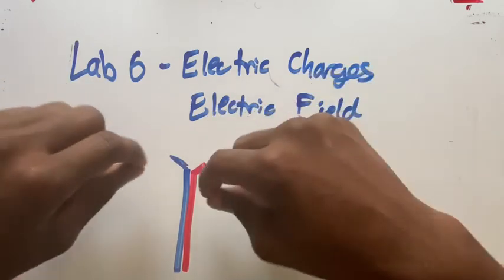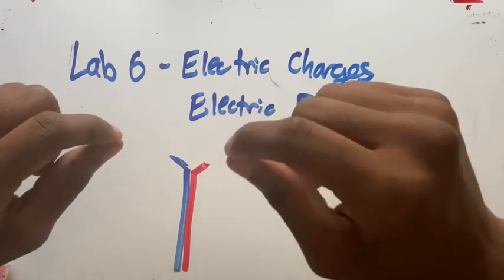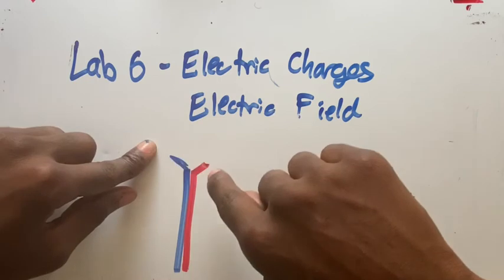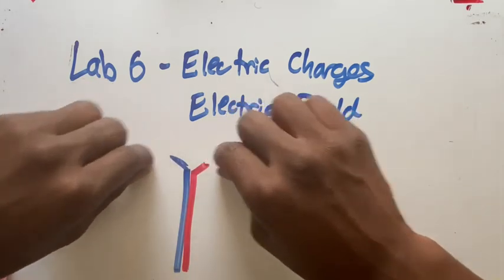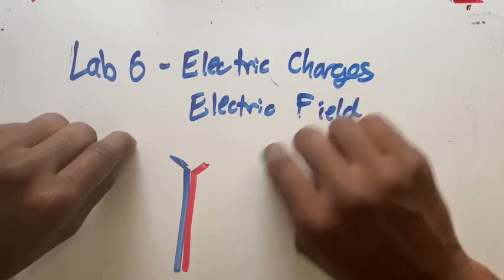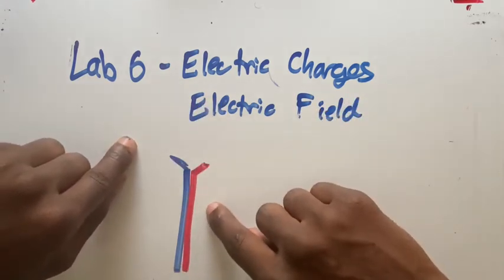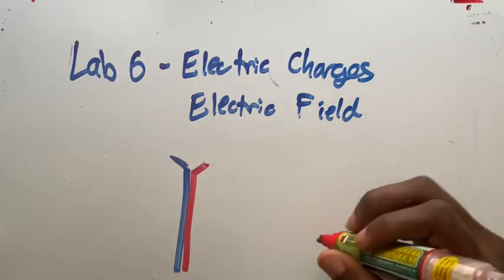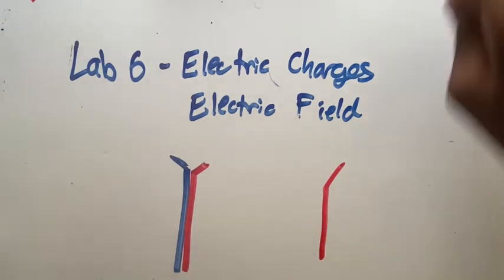So basically what you're doing, when you rip them apart, is you're stripping off some of the electrons from one of the tapes and it's going on to the other tape. So once I rip this apart, the electrons on one of the tapes get transferred to the other tape. So then I have two pieces of tape now that are oppositely charged.